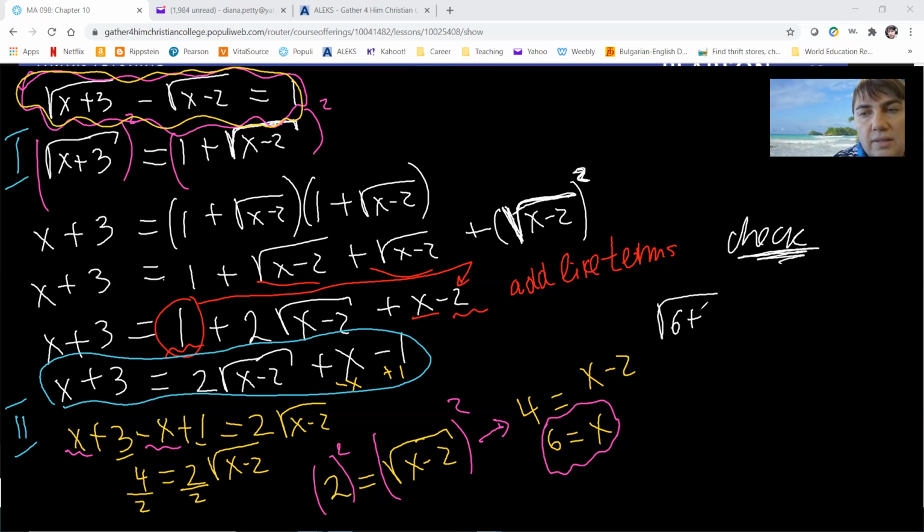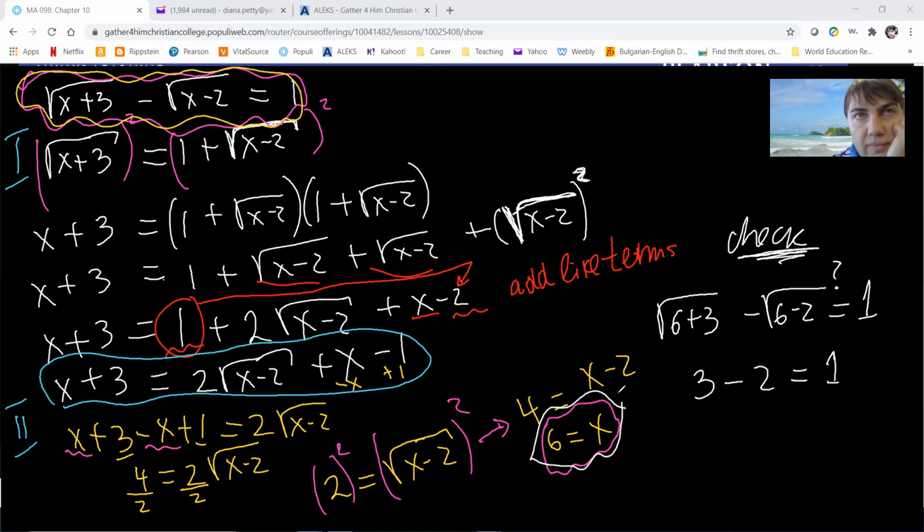So 6 plus 3 minus 6 minus 2. Does this equal 1? That's the question. So this is 6 plus 3 is 9. Square root of 9, 3. Minus 6 minus 2 is what? Square root of 4, which is 2. So 3 minus 2, does it equal 1? Yes, it equals 1. So this checks. So this is the solution. This version was easy because the x canceled; otherwise it was going to be long.